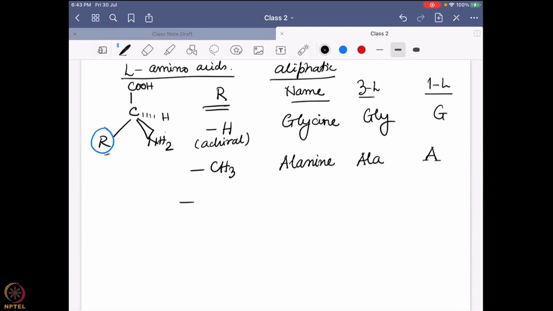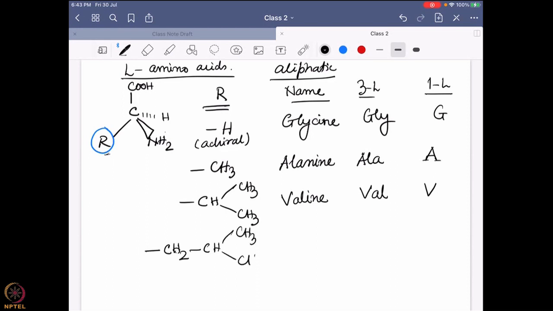The next one comes with an isopropyl. The name of this is valine. Three-letter code VAL, one-letter code V. Then the chain actually extends a bit, with an extra CH2 group added over here. This is known as leucine. Three-letter code LEU, one-letter code L.